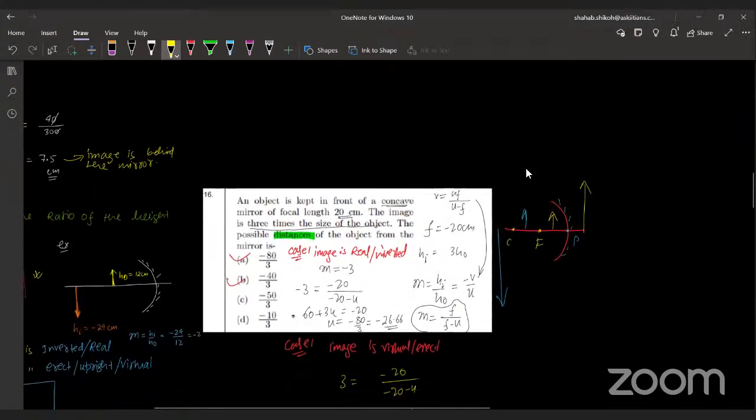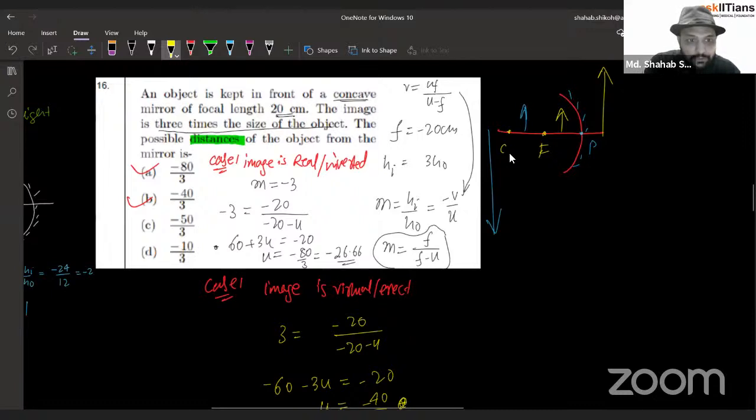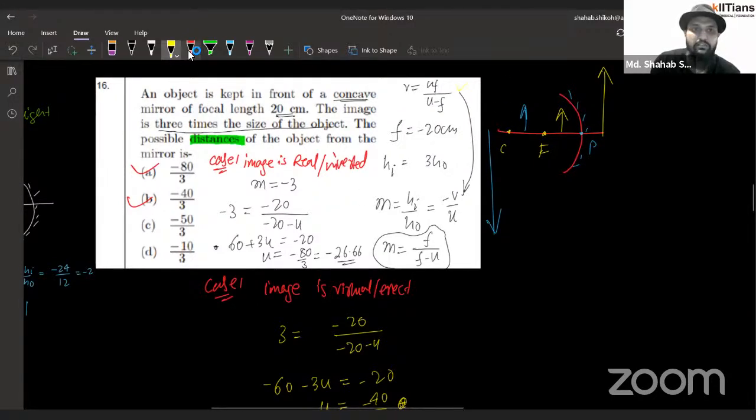Yeah, tell me. The second question also. Okay, one second, let me check that. You guys have shared so many questions. Sir, formula is v is equal to uf. No, v is equal to uf by u minus f. I have written here, check it please. Please check it faster. V is this, magnification is this.